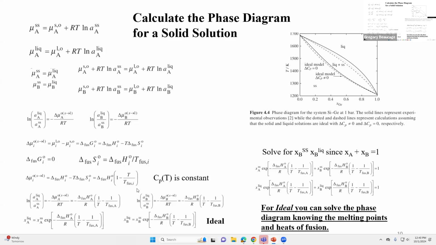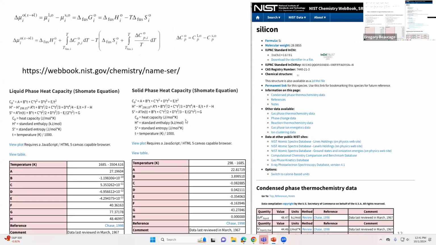So the integral of Cp dT is going to give you the enthalpy, and the integral of Cp over T dT is going to give you the entropy. If you ignore the heat capacity, you get the black lines. If you include the heat capacity, you get the dashed line. So it shifts the result. CALPHAD will be using heat capacity. So when you do that, you get this equation.